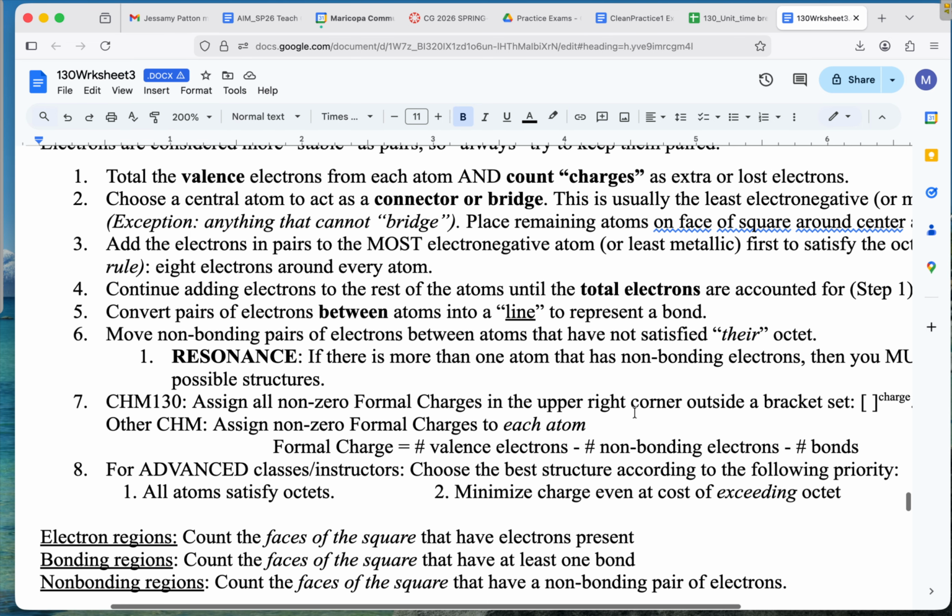This is a giant wall of text, and I kind of apologize for that. But this outlines all of the steps that you should go through and do. Okay, these steps should look familiar because they're taken from the slides.